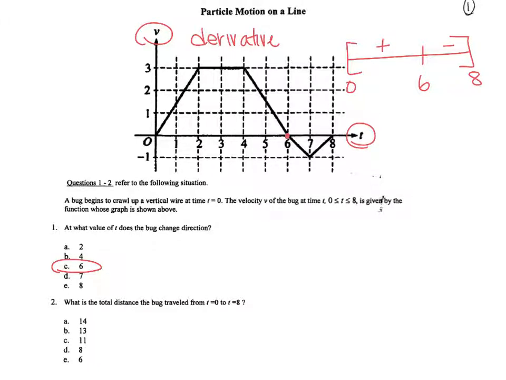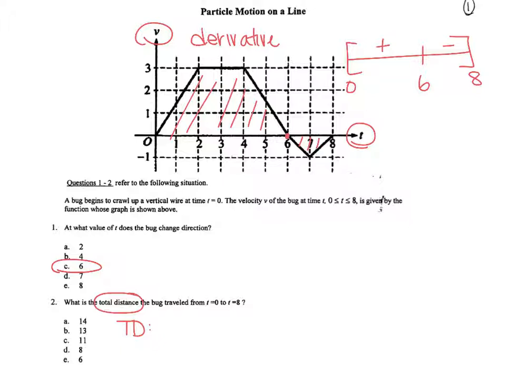What's the total distance the bug traveled from time 0 to time 8? Well, remember, we can find change in position by looking at area under the curve. This area is positive, so we're moving to the right. This area is below the x-axis, so we're moving to the left. But because it says total distance, we're going to make both of these positive. If we were supposed to find the change in position, the top half would be positive and the bottom triangle would be negative.